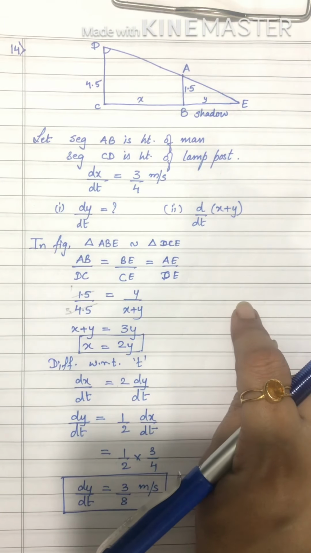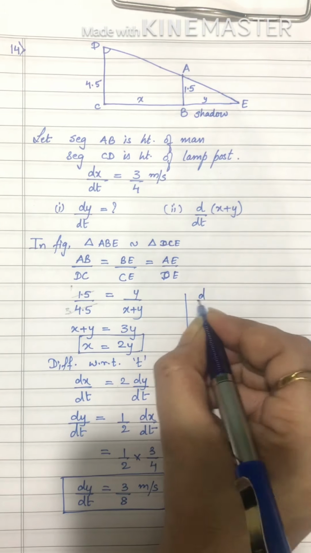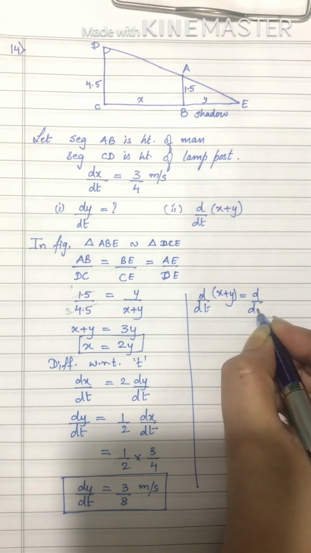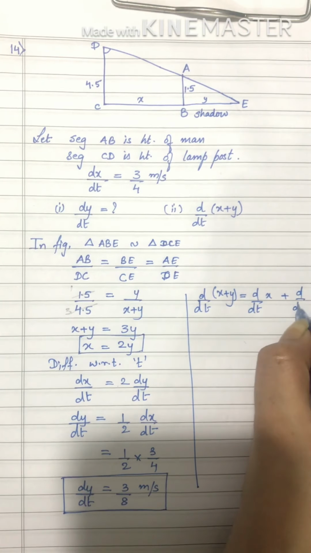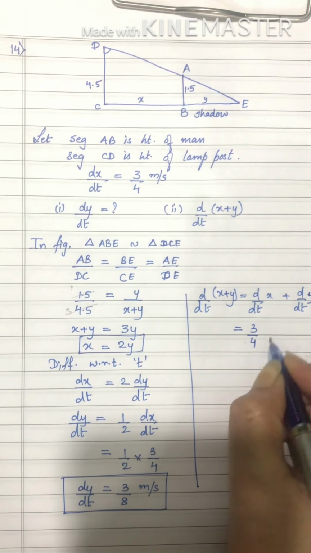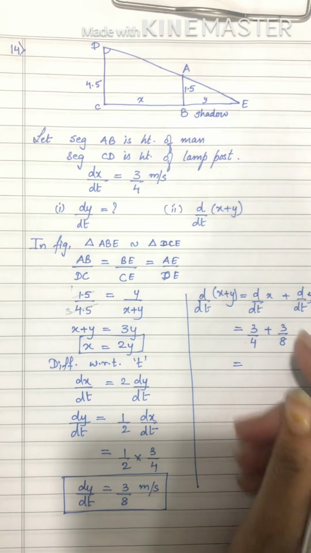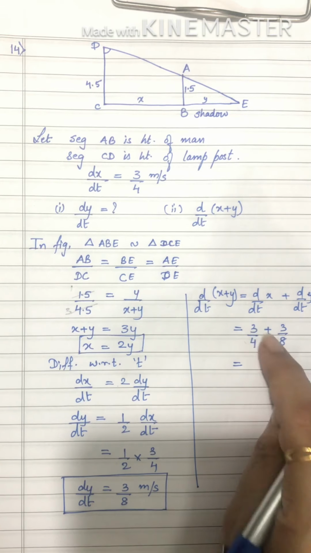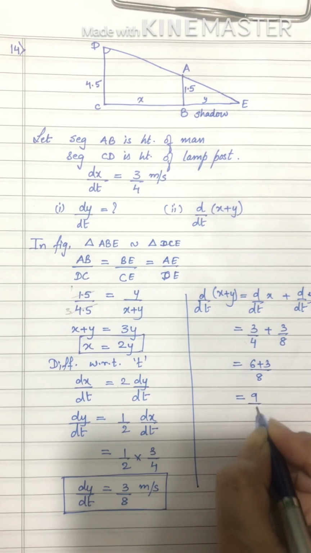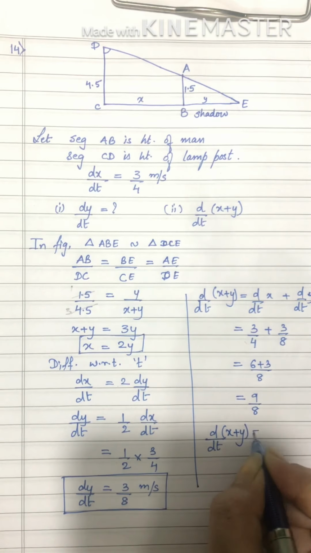Now for the second one, what will we do? We will just find d upon dt of x plus y, which is equal to d upon dt of x plus d upon dt of y. Okay, we just split this. Then substitute the values: 3 upon 4 plus 3 upon 8, and then make the denominator the same. What do you get? 3 2s are 6 upon 4 2s are 8. So 6 plus 3 upon 8, and we get 9 upon 8. So here we got our next answer, that is d upon dt of x plus y is equal to 9 upon 8.